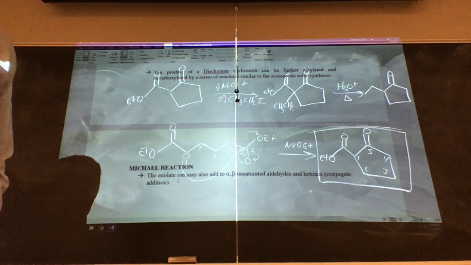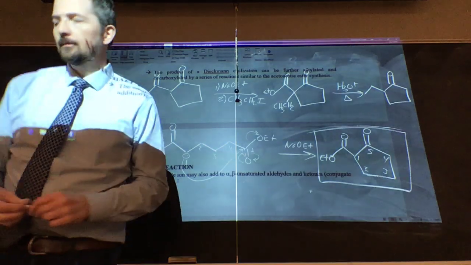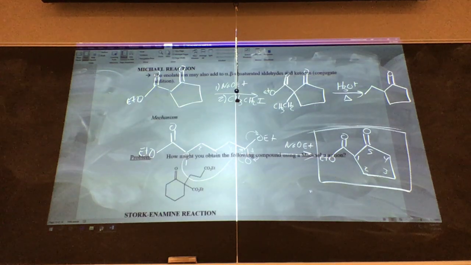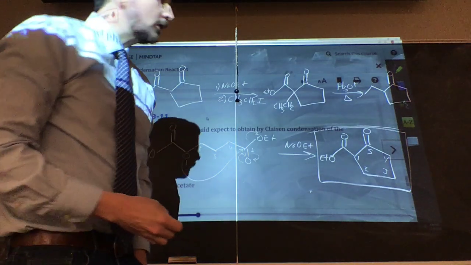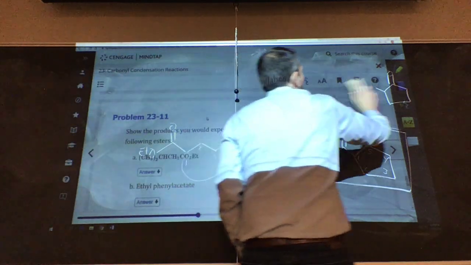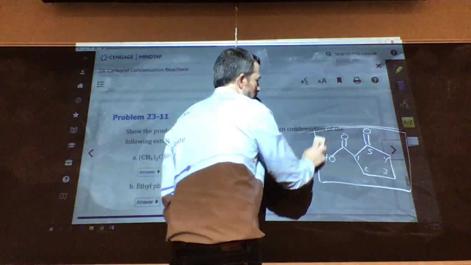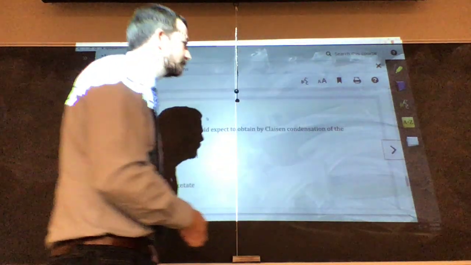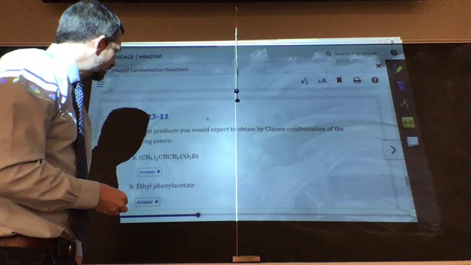Let's go ahead and look at a problem in your textbook. If we look at 23-11, to show the products you would expect to obtain by Claisen condensation of the following esters.